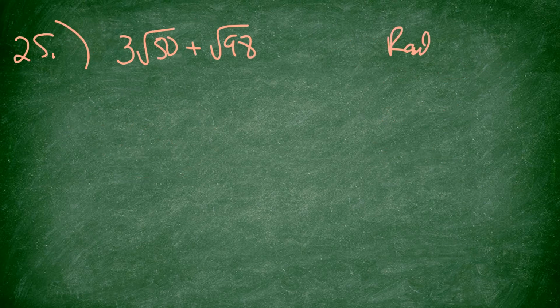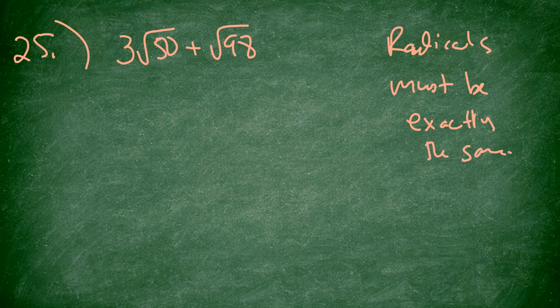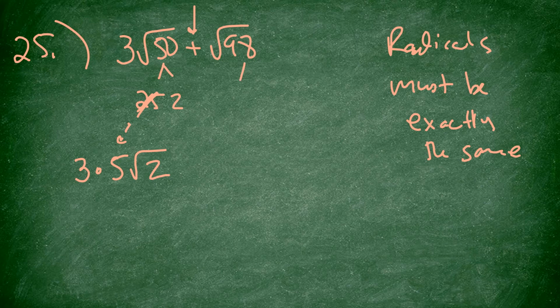So the radicals must be exactly the same. So I have to hope that they can be broken down and match because of this plus sign in the middle. So I'm going to look at 50. 50 is not perfect, but 25 times 2 is 50. This 25 is perfect, turns into 5. So I have 3 times 5, radical 2. 98 is not perfect, but 49 times 2 is, so I get plus 7, radical 2.